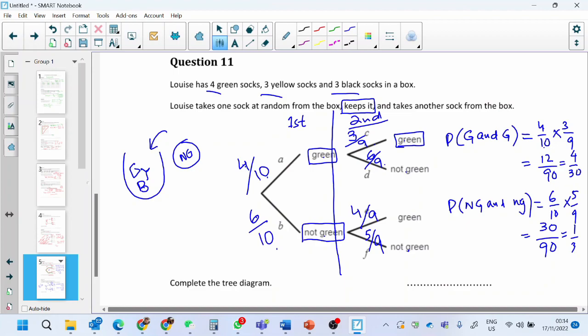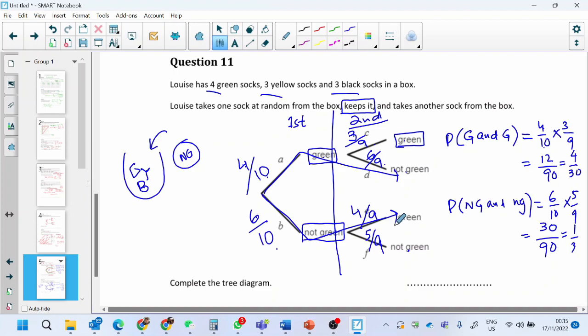Or if they say probability of at least one green, right? Probability of one green, then you have to solve the same way. First, not green, green, this branch of the tree, and green and not green, this branch of the tree.